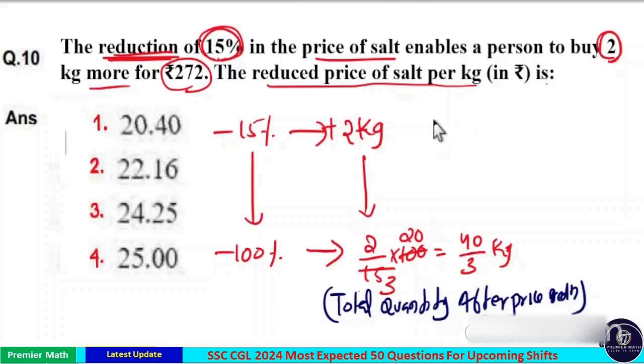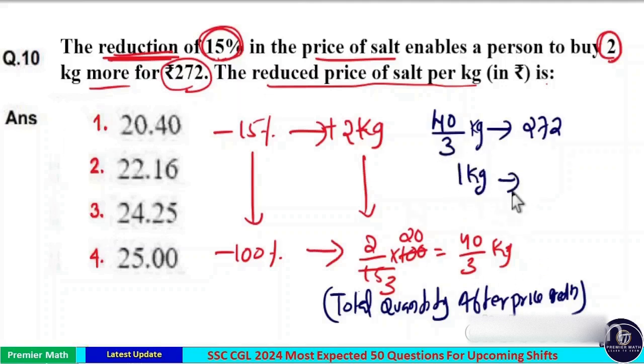Now, 40 by 3 kilogram is the total quantity after price reduction, and the price of 40 by 3 kilogram is equal to 272 rupees. So for 272 rupees, after price reduction, we will get 40 by 3 kilogram quantity, which means 1 kilogram costs 272 divided by 40 by 3, that is 272 into 3 by 40. 4 goes 6 times in 27, remaining 3, 4 goes 8 times in 32. So, divided by 10 means 6.8.